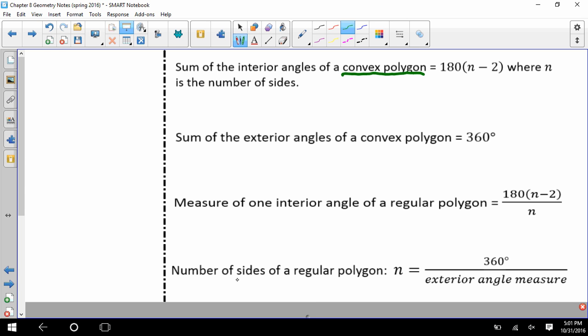And if we ever wanted to find the number of sides of a regular polygon, if we're given an exterior angle, we know that n, the number of sides of a regular polygon, in this case is 360 divided by an exterior angle measure. Because if all of the exterior angles are the same, if you take 360 and divide by that measurement, it'll tell you how many of those angles there are, which matches the number of sides.